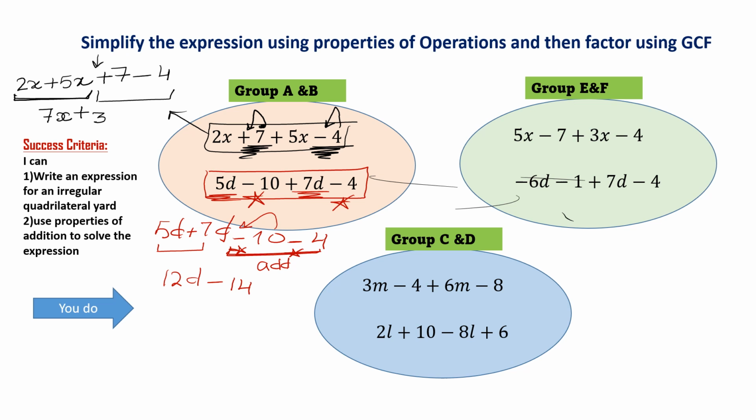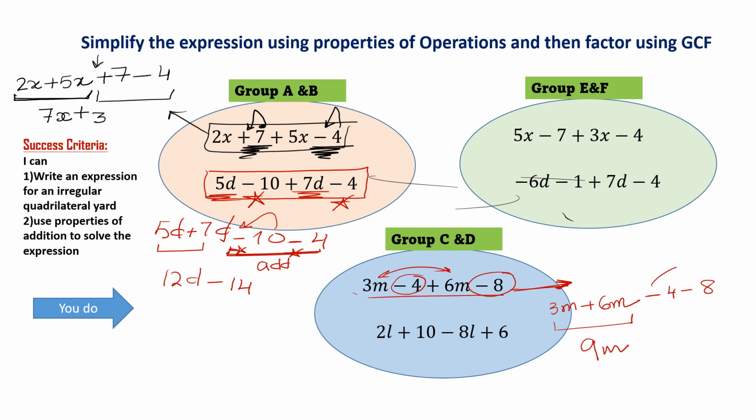Let me solve one for you and the next you will solve and send me the answer in the comment box. Okay, right here. So I have 3m and 6m together. So I will write 3m plus 6m. Now the numbers. So I will write -4 and -8. Now 3m plus 6m gives me 9m.